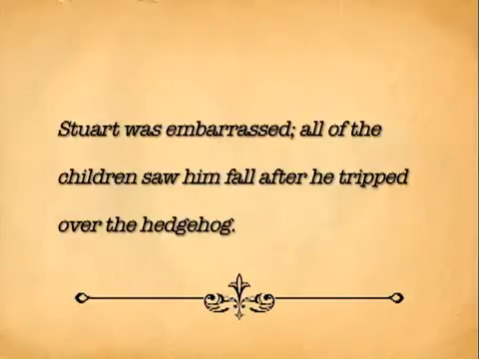Let's take a look at an example. Stuart was embarrassed; all of the children saw him fall after he tripped over the hedgehog. Again, the semicolon indicates a relationship between these two clauses. The second independent clause, all of the children saw him fall after he tripped over the hedgehog, lets the reader know why he was embarrassed. So, semicolons can be used in order to put together two complete sentences, but it shows a close relationship, and it's probably not going to be used very frequently.